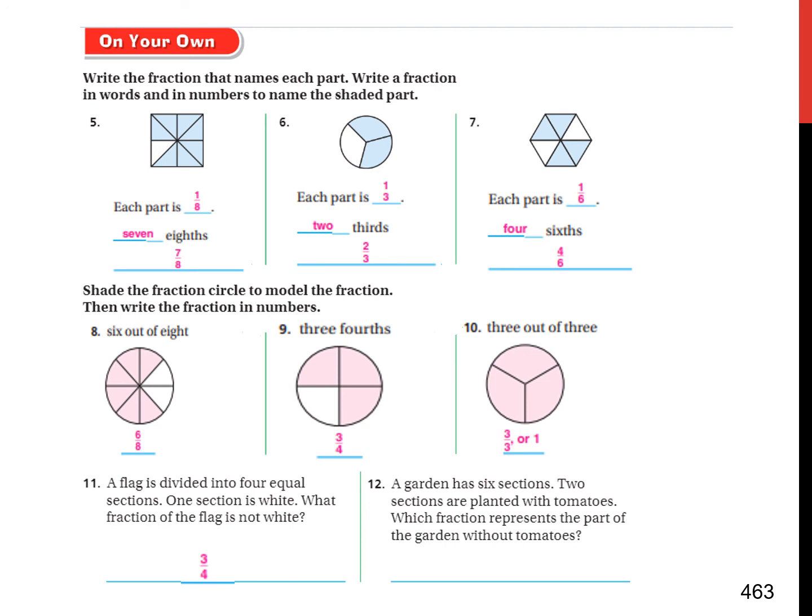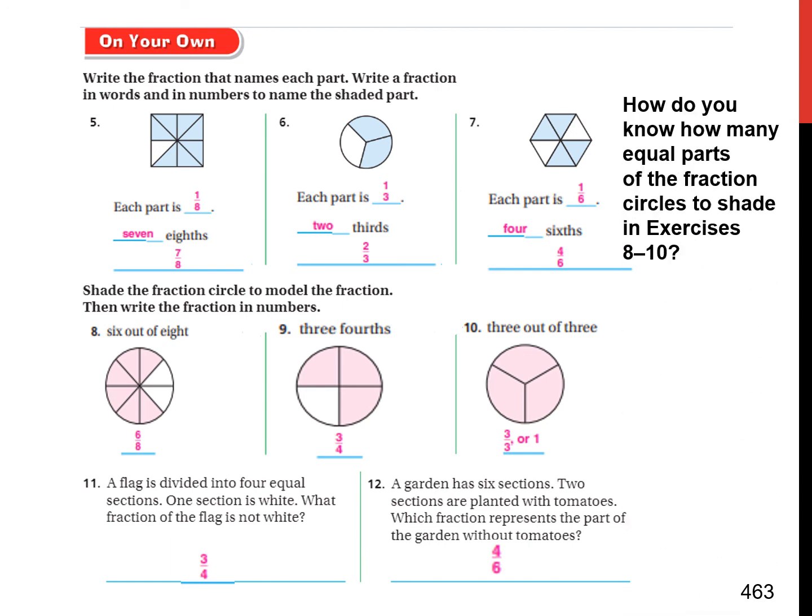Question 12. A garden has 6 sections. So the shape should be divided into 6 equal parts. 2 sections are planted with tomatoes. Which fraction represents the part of the garden without tomatoes? 2 out of 6 with tomatoes and 4 out of 6 without tomatoes.